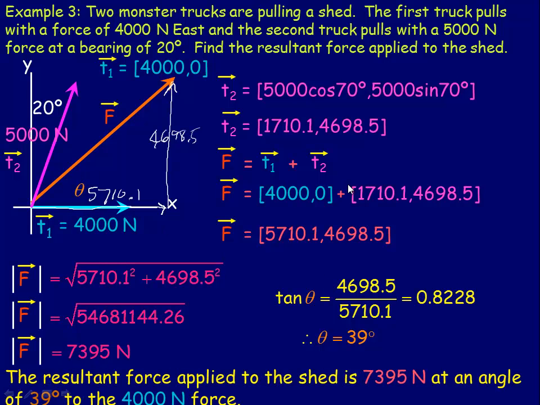So we could make our concluding statement: the resultant force applied to the shed is 7,395 newtons at an angle of 39 degrees to the 4,000 Newton force. Or that's 39. We could instead state this angle right here, which would be 51 degrees. So we could say it's a bearing of 51 degrees instead.